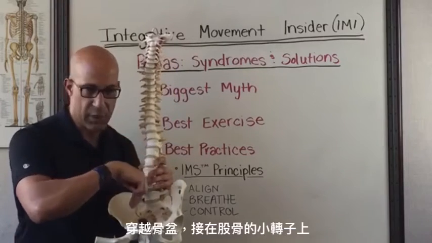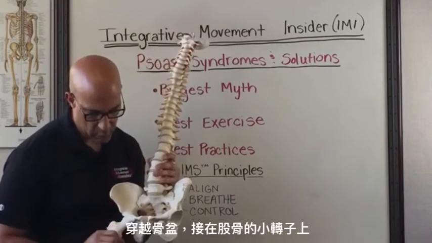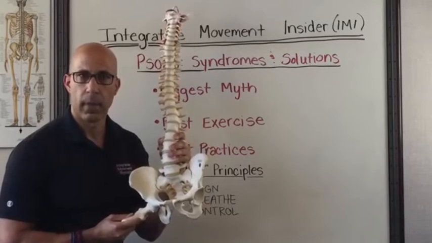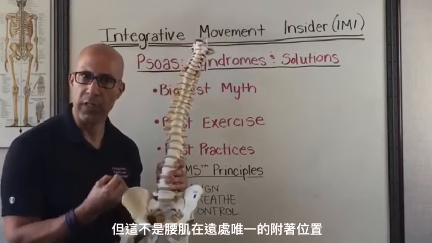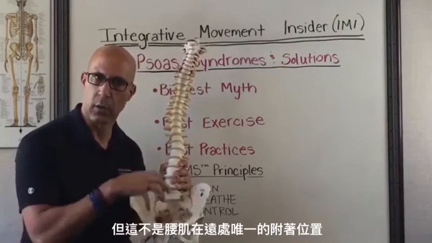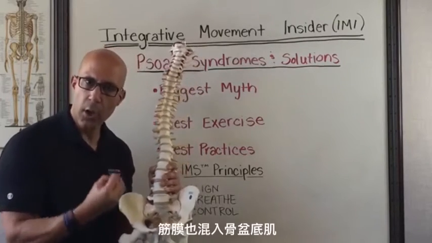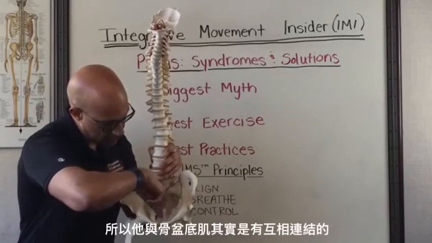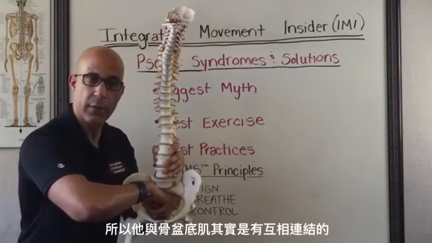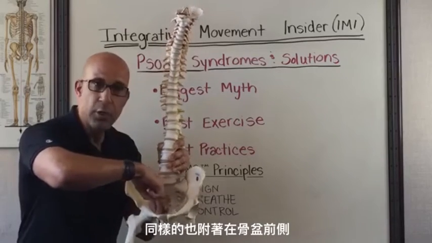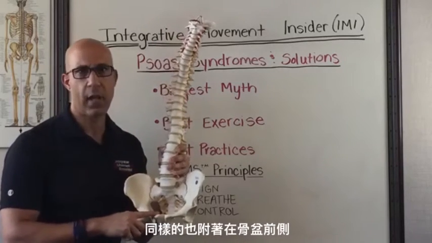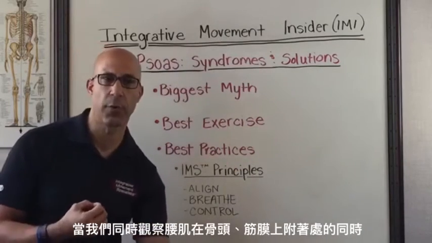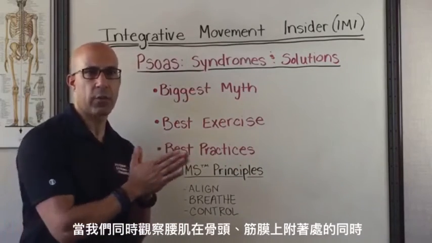Now the Psoas crosses the pelvis and inserts into the lesser trochanter of the femur. But that's not the only place it attaches distally, or away from the spine. It also fascially blends into the pelvic floor. So it has fascial connections into the pelvic floor, and it also has fascial connections to the front of the pelvis.